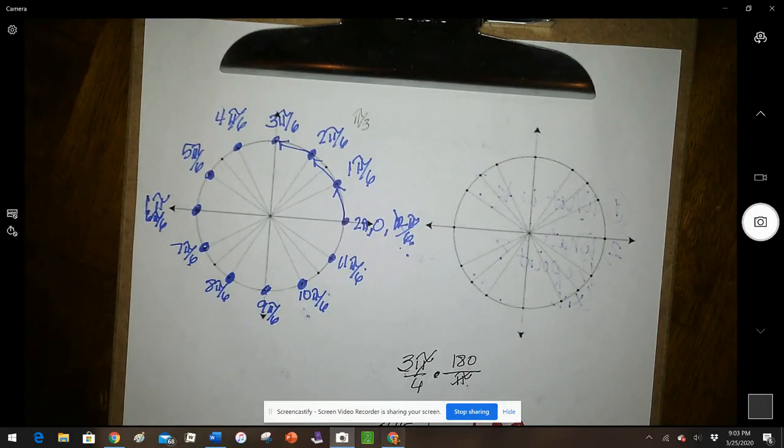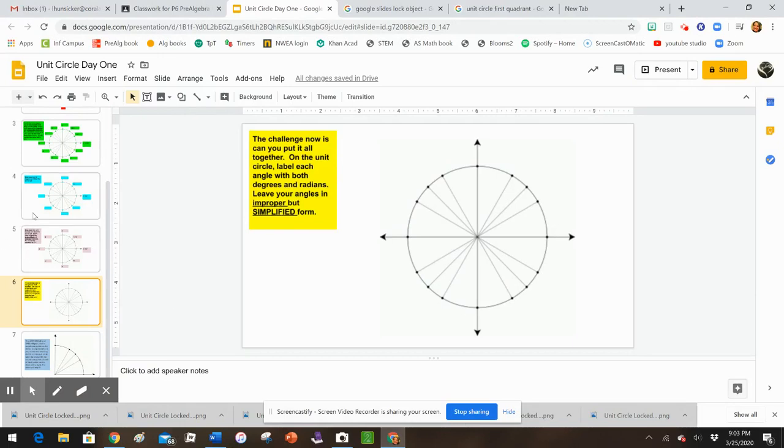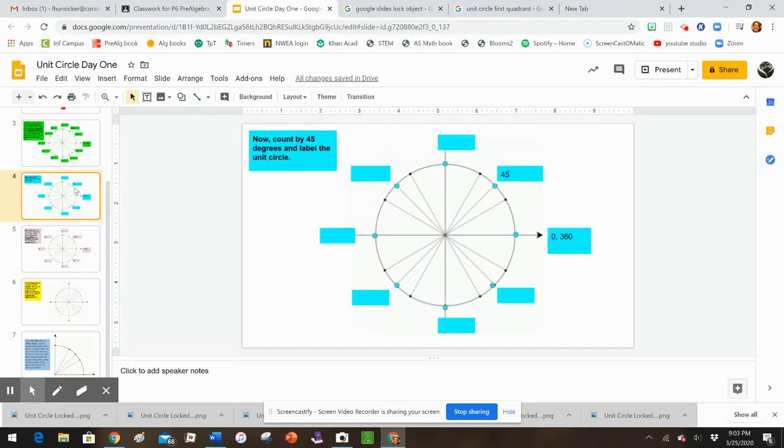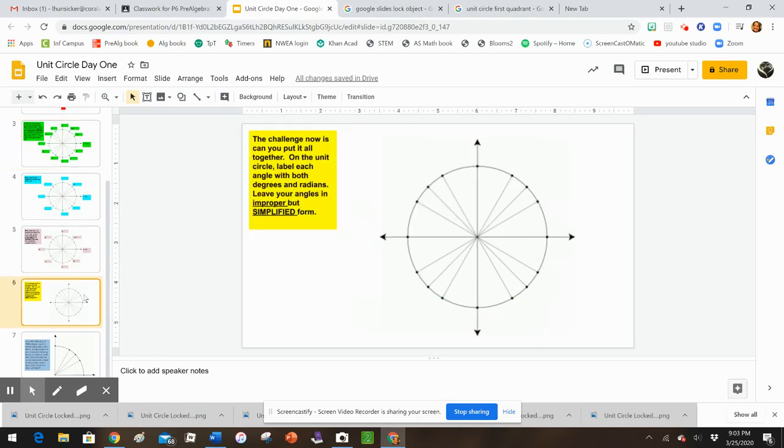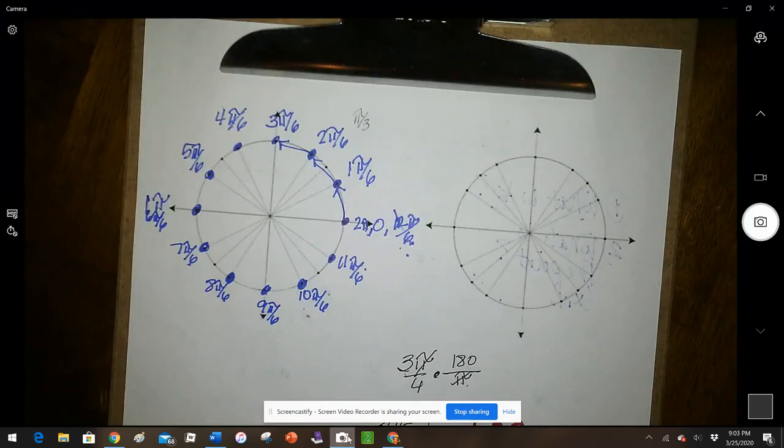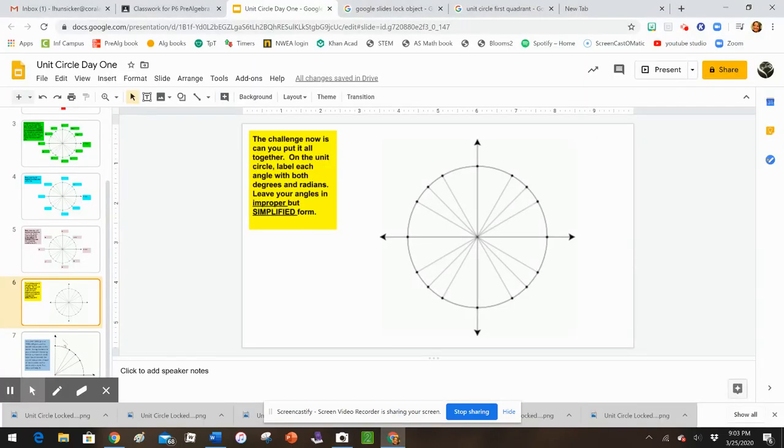Not, however, while you're counting. So I really want you to work on just counting by those. It would be this green slide, just counting by those. But when you go to put it all together on the yellow slide, then you can go ahead and do some reducing.